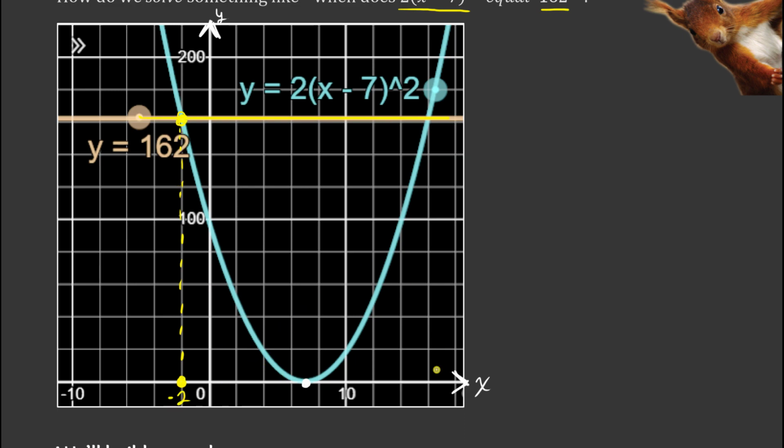On the positive side, it said 16. So this would be 2, 4, 6, 8, 10, 12, 14, 16 right here. And sure enough, if I go up here, I can see that that is exactly when the graph is at a height of 162. We're lucky that these are whole numbers. Obviously, it was tailored that way. You wouldn't want to use the graph if there were decimal numbers like 16.1, let's say.